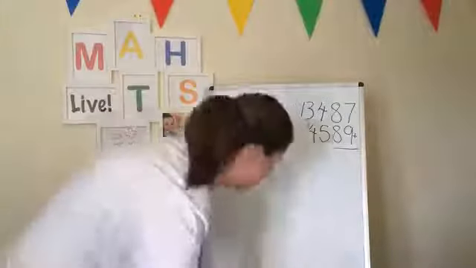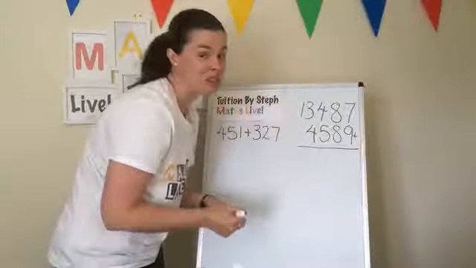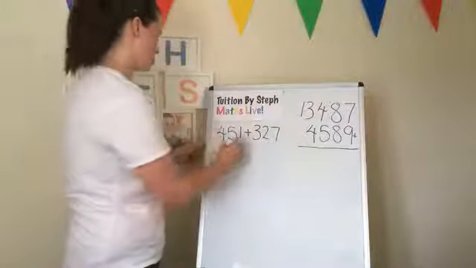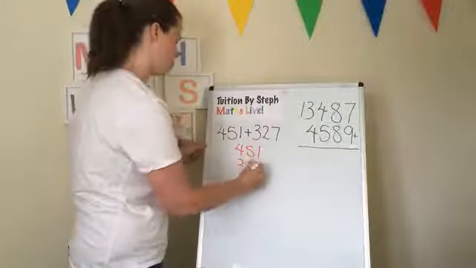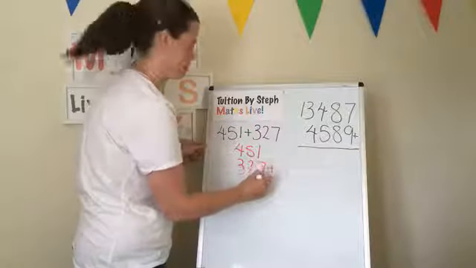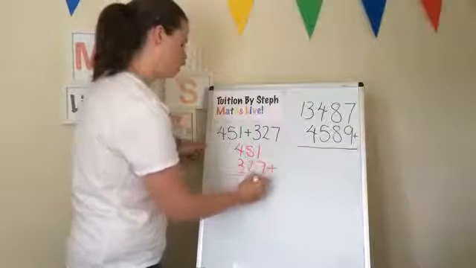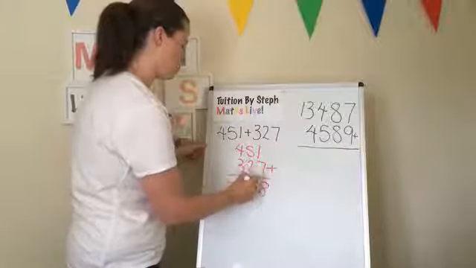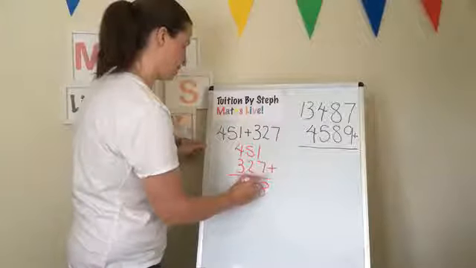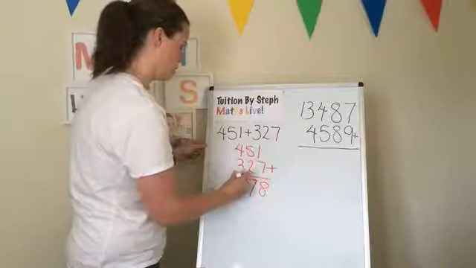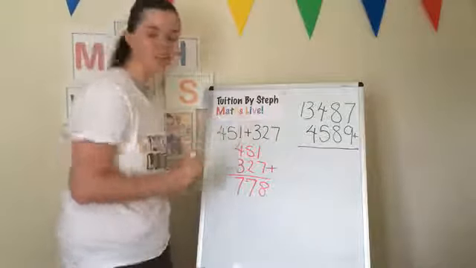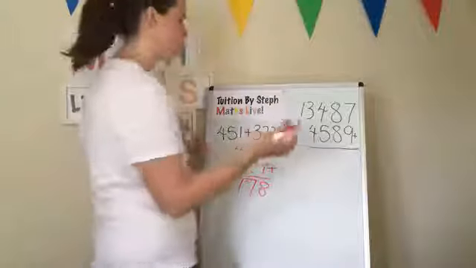Okay, let's have a look then. You all seem pretty confident and I like that. So let's put this into our column. Started off with quite a nice easy one. So 1 plus 7 is 8, 5 plus 2 is 7. And 4 plus 3 is also 7. So the answer to question 1 is 7, 7, 8. Well done, I saw a lot of you got that.